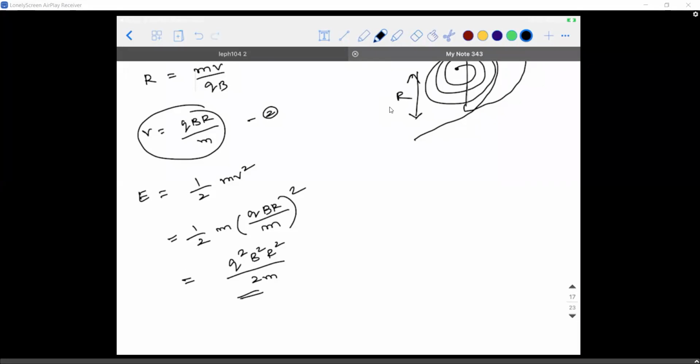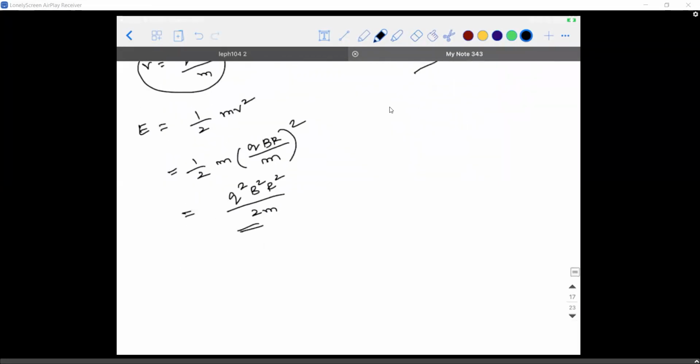Yes, sir. So this is all about the charged particle which is moving in a magnetic field, combined electric and magnetic field, and what happens in a cyclotron also.